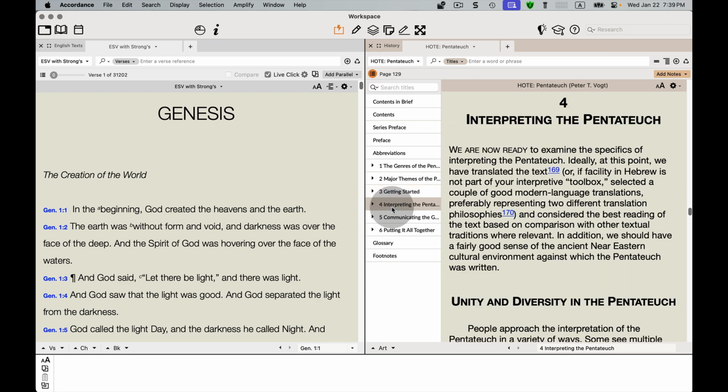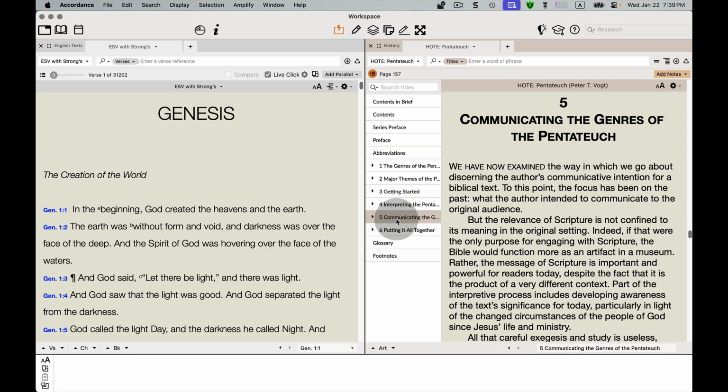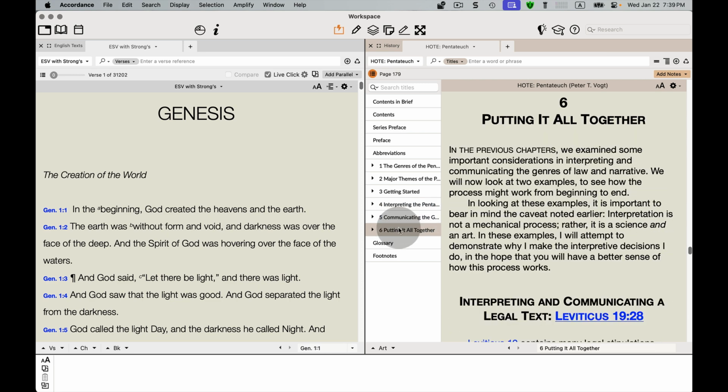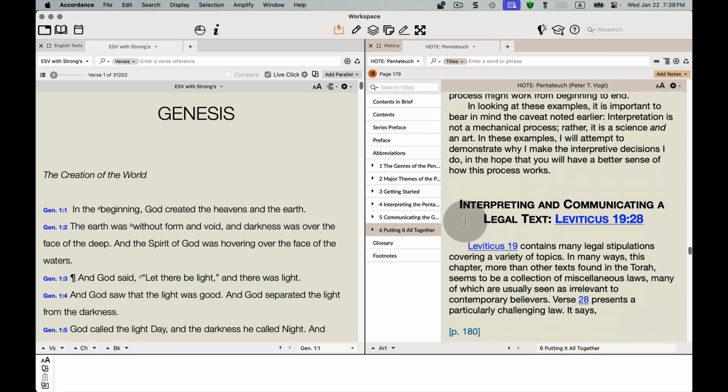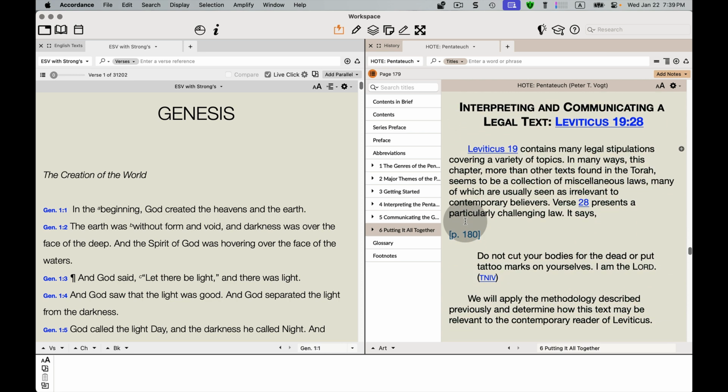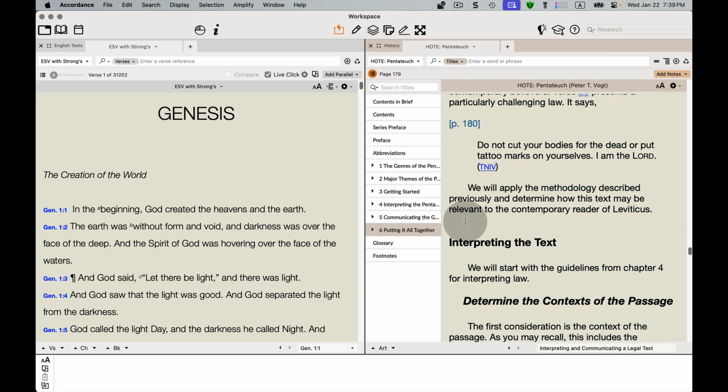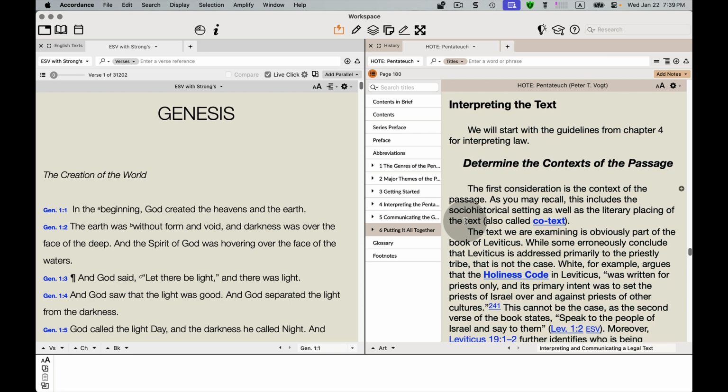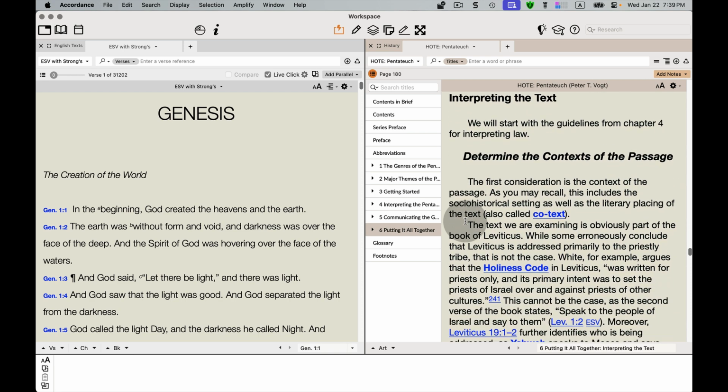Things such as interpreting the Pentateuch as well, how to communicate various genres of the Pentateuch, and finally how to put it all together. So for example, it gives a legal text and then allows you to think through the interpretation of the text and the context and where does this fit in. For example, some of these holiness code texts throughout Leviticus.